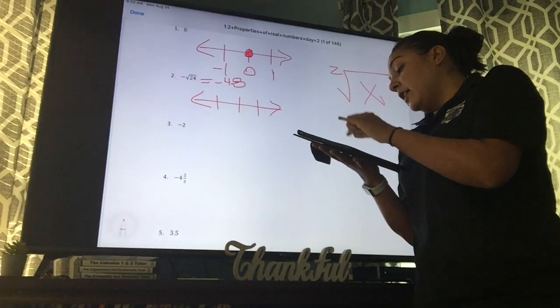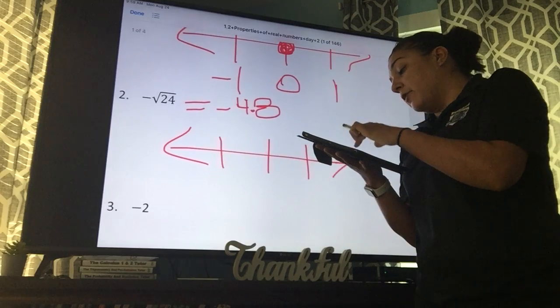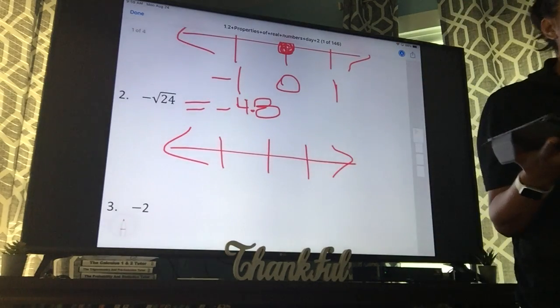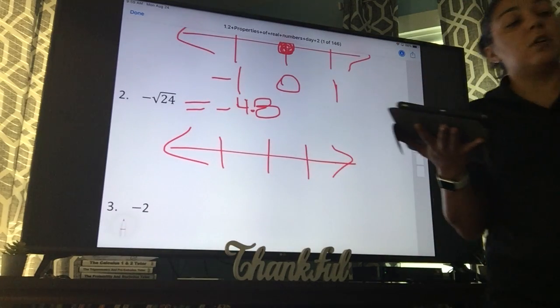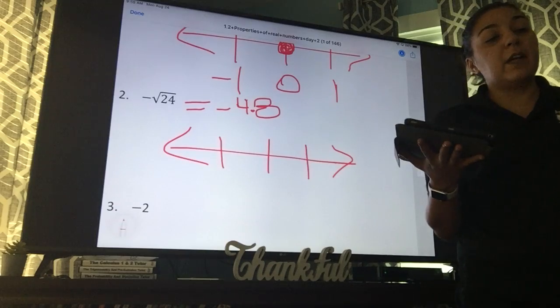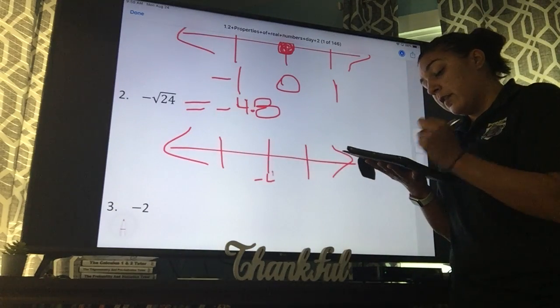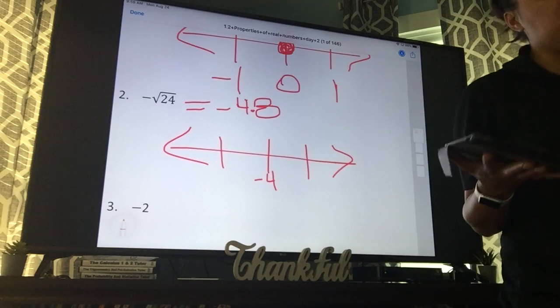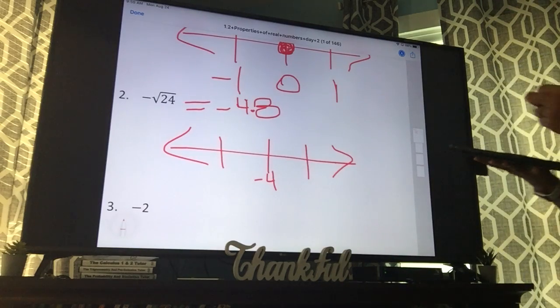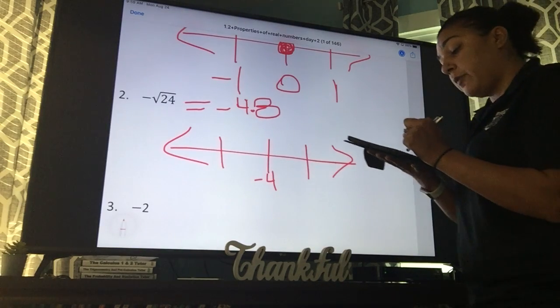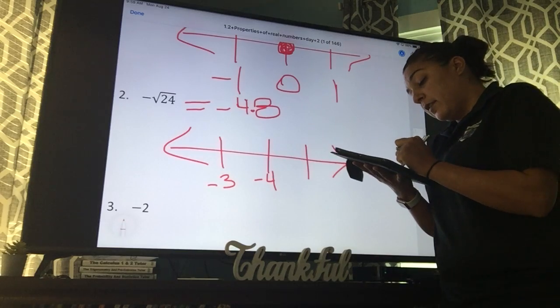So now we know what this decimal is approximately, and now we can get a better idea of how to graph this. Our center number should be the nearest whole number, kind of a middle number. So our center number in this case is going to be negative 4, because with the number line we only use whole numbers. And then we go 1 up, 1 down. So you're going to have a negative 3 and a negative 5.